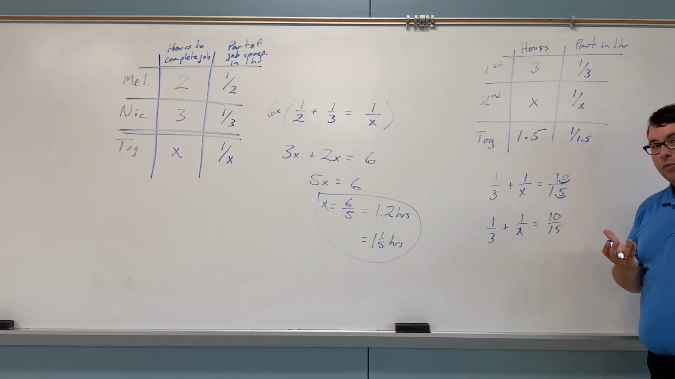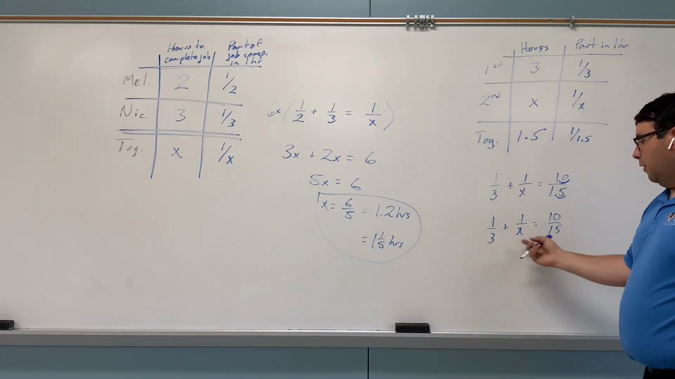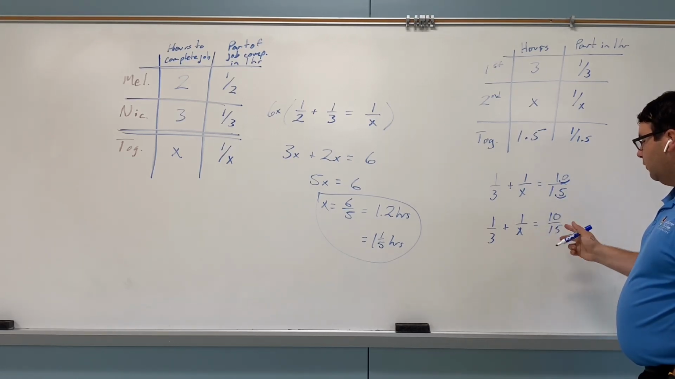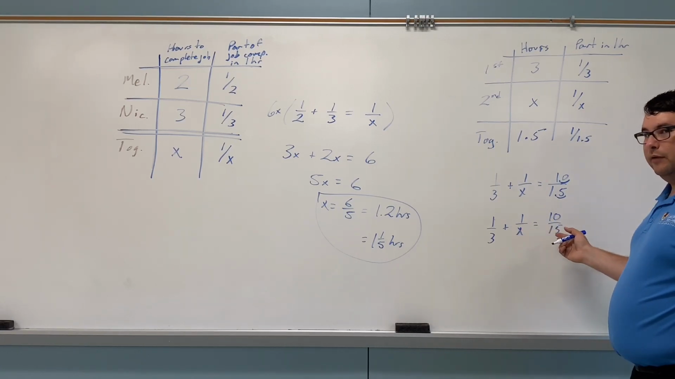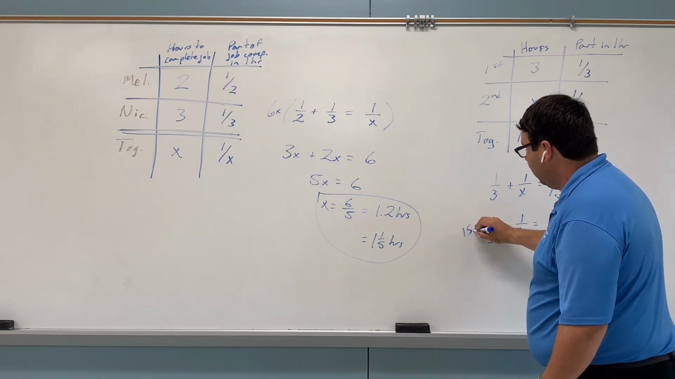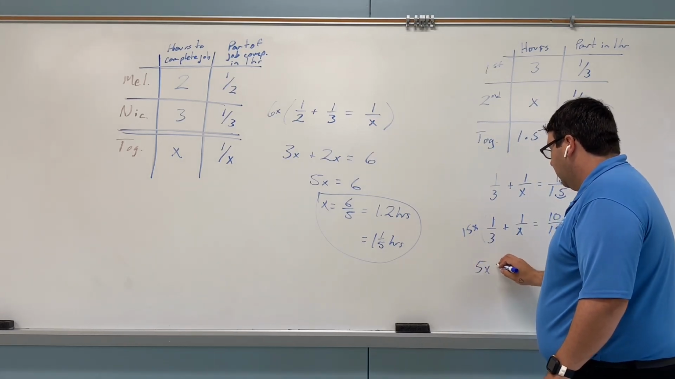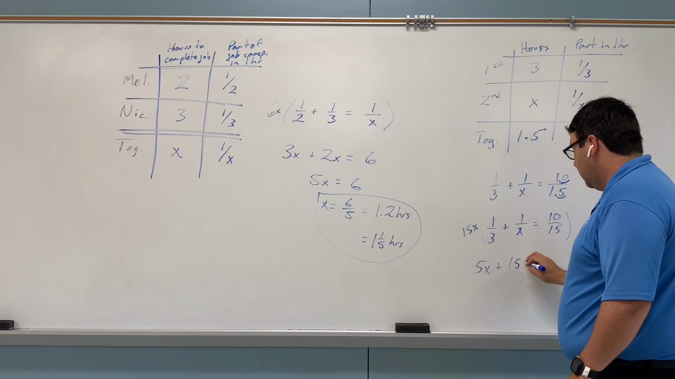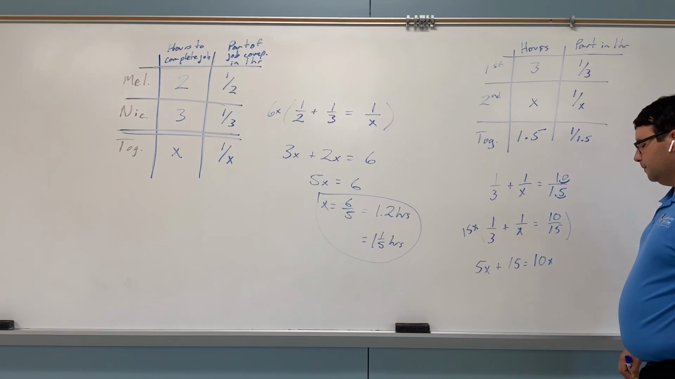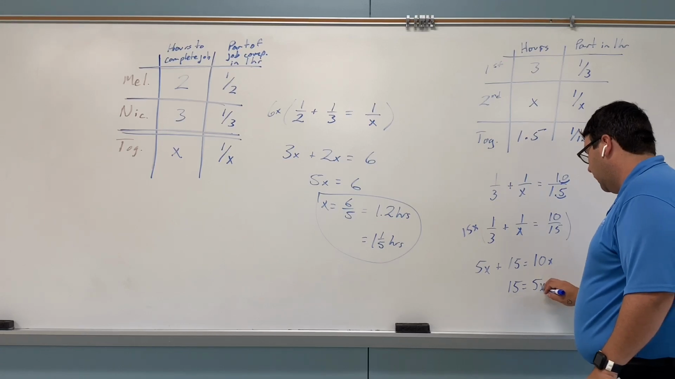Some of you might think that's nicer to work with, and that's perfectly fine. Now, that being said, what is your LCD looking at this modified problem? Well, I'm seeing that this would actually be 15x. So let's take 15x and multiply my LCD to clear the fractions. That gives me 5x plus x cancels, that's 15, is equal to 15 cancels, that's 10x.